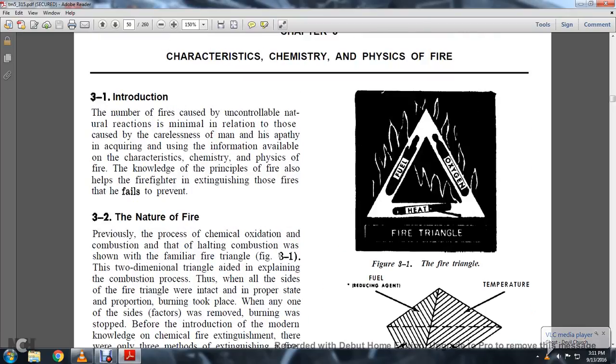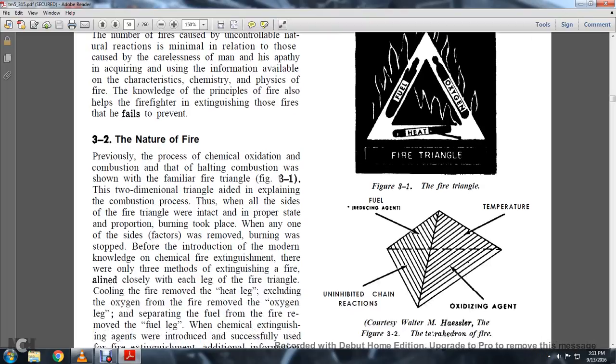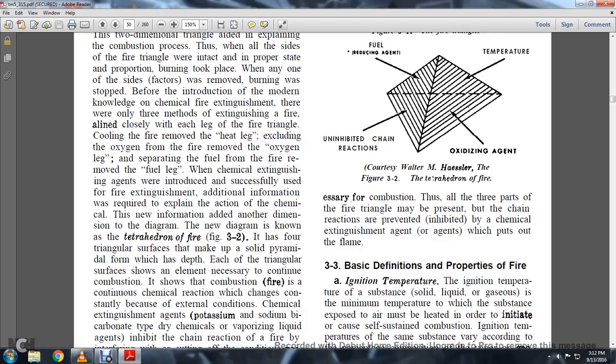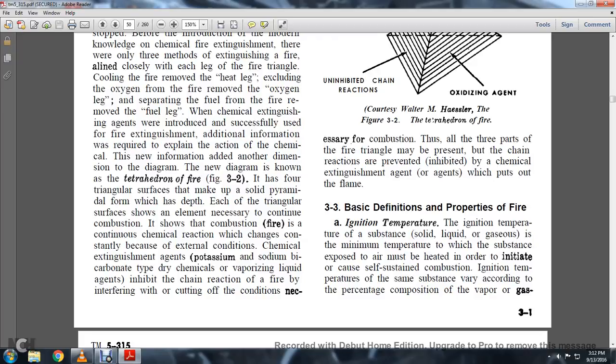Figure 3.1 shows the fire triangle: fuel, oxygen, and heat. Figure 3.2 shows the tetrahedron of fire: fuel, temperature, oxygen, and extinguishing agent with uninhibited chain reactions. 3.3. The basic definition of properties of fire.